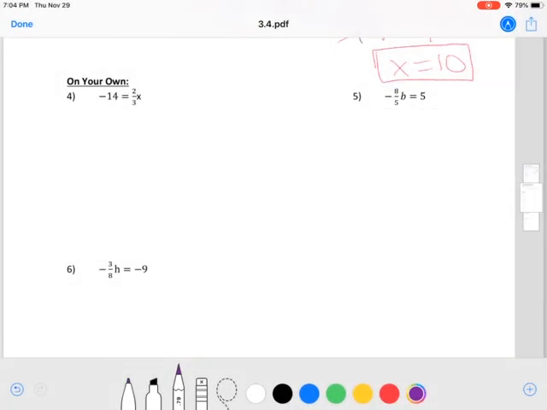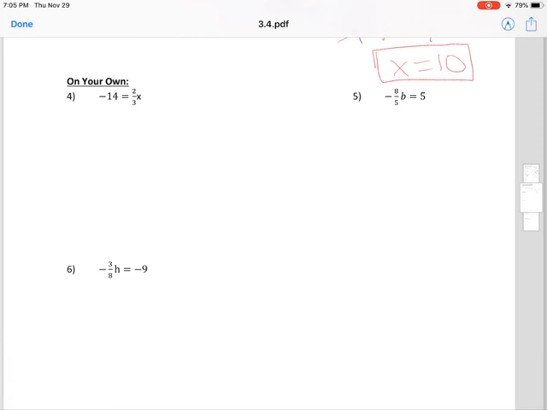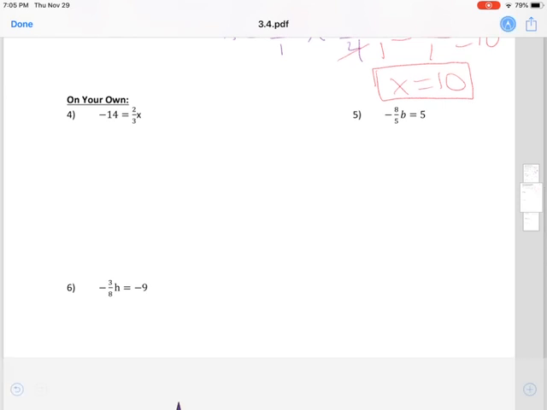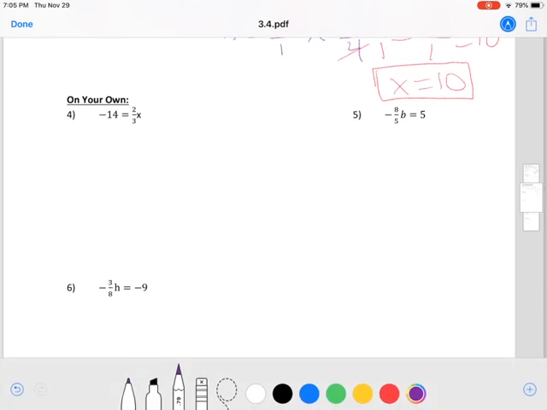Okay, so let's go over our practice problems 4, 5, and 6. Number 4 says negative 14 equals 2/3 x. Just like we did in example number 2, we're going to be working with reciprocals, because right now this is multiplication, 2/3 times x. To undo that operation, we're going to have to divide by 2/3 on each side.